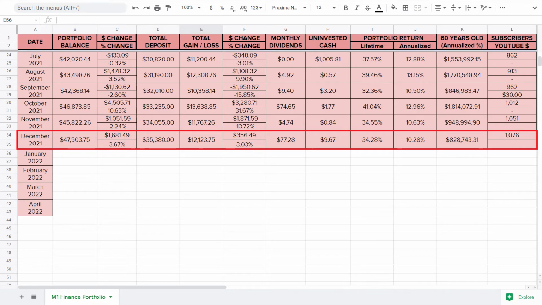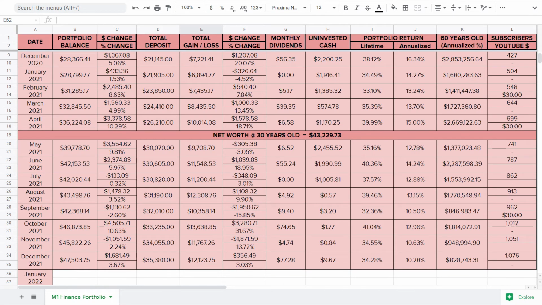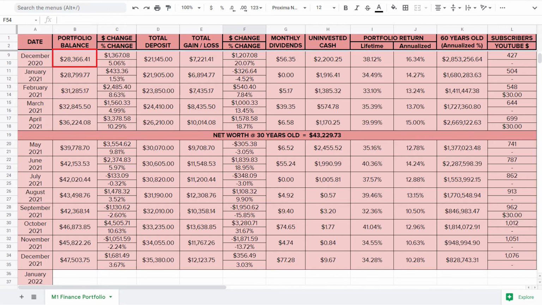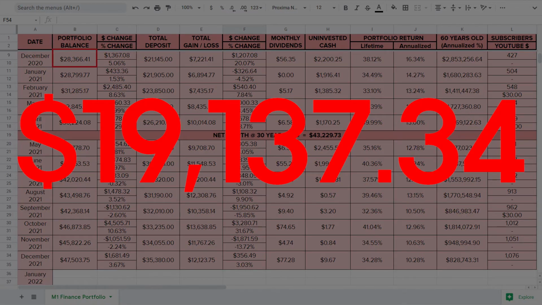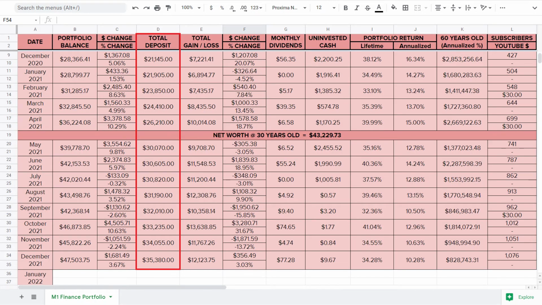So that's all of December's numbers, and now that we have that, let's rewind the clock 1 year because it's really amazing what could happen in 365 days. And here's all the numbers from last year. And because I update this spreadsheet on the last day of every month, I started off January 1st of 2021 with a portfolio balance of $28,366.41, meaning I increased my portfolio balance by $19,137.34, or by 67.46%.